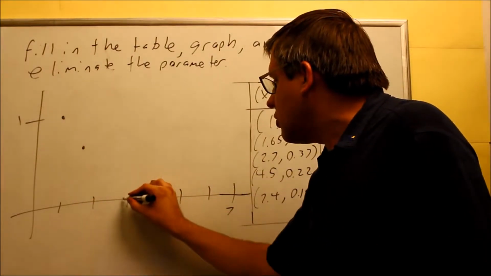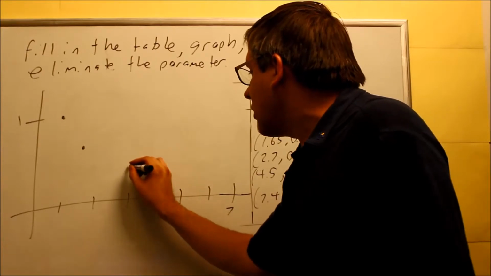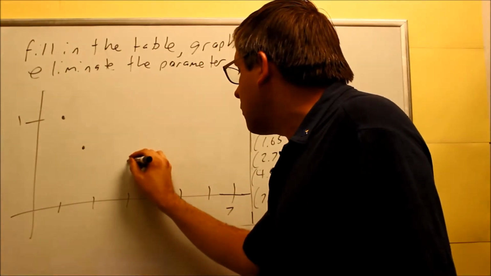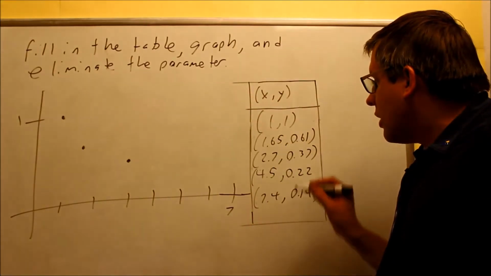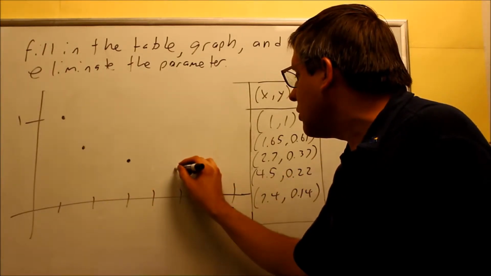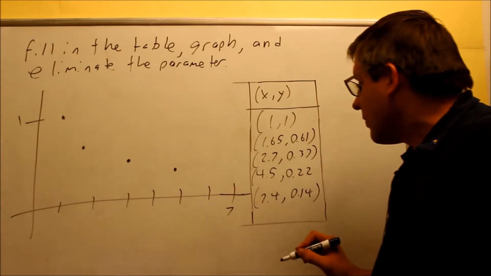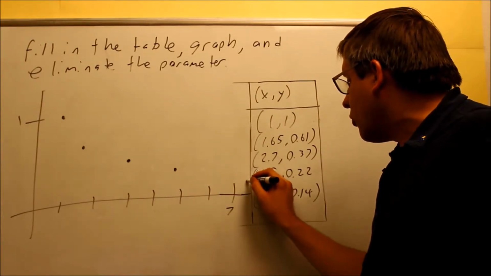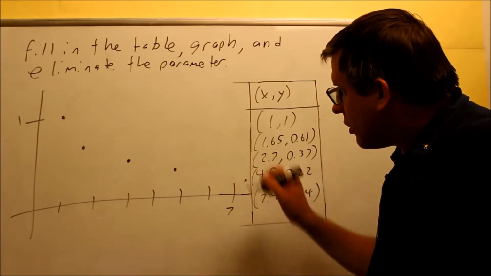2.7. So here's 2.7 there, and 0.37, probably something like about this. And then next we have 4.5, 4.5 and 0.22, approximately right here. And then 7.4 and 0.14 will be about right there.